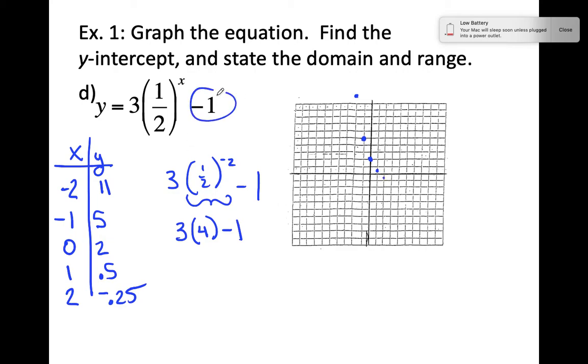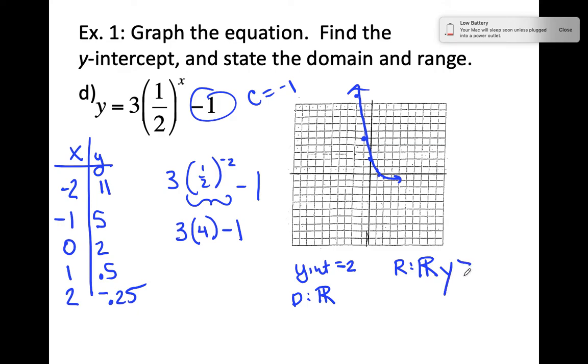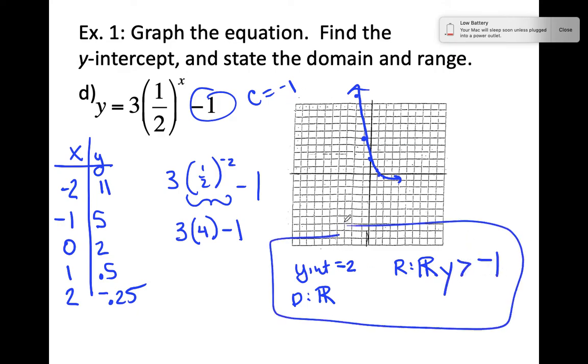Okay, so c is -1, so that means it's approaching -1. Don't forget about an arrow. Your y-intercept in this case is 2. Your domain is still all reals. And then your range is all reals, y values greater than your c, which is -1. So there would be your answer for that one.